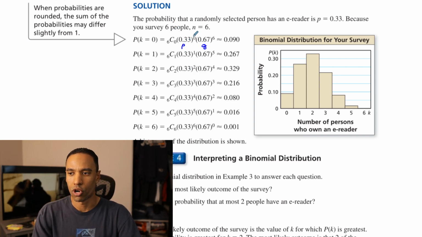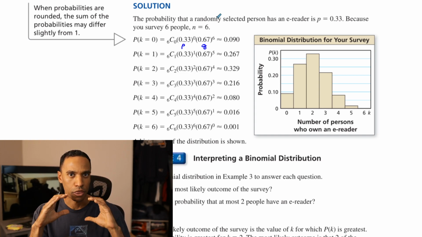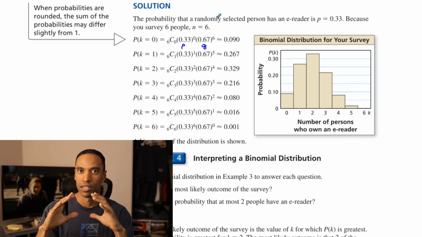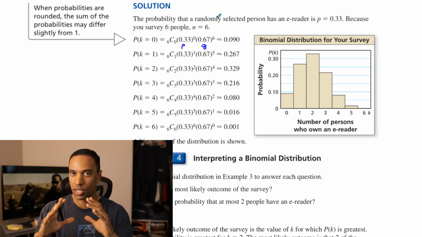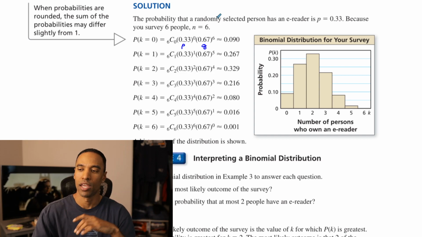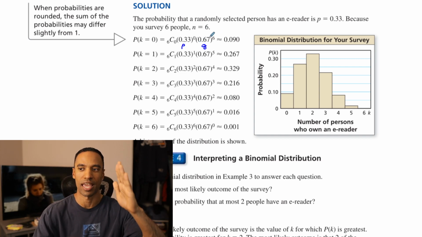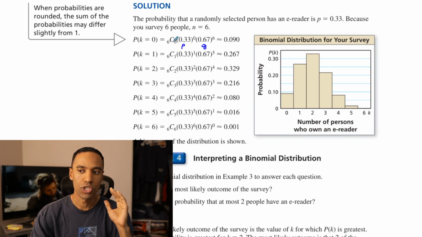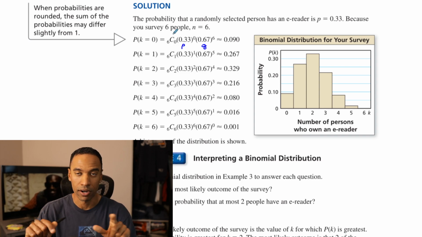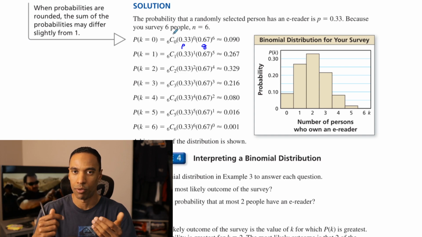The 0.33 to the 0 power says, what's the probability that none of the people own an e-reader, given that they have a 1/3 chance of owning an e-reader. So what's the probability that nobody does, which means this person does not, and this person does not, and this person does not. You're basically doing 2/3 times 2/3 six times. Now, the 6 choose 0 represents the number of different ways that you can arrange 6 people, order doesn't matter, to not have an e-reader and no people to have an e-reader. There's only one way to do that.